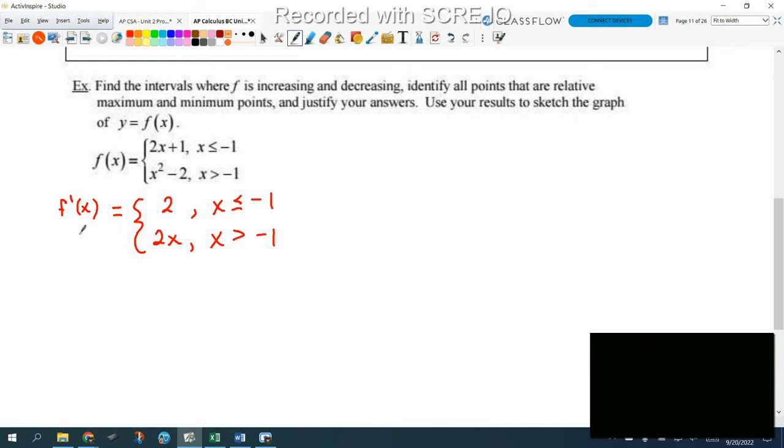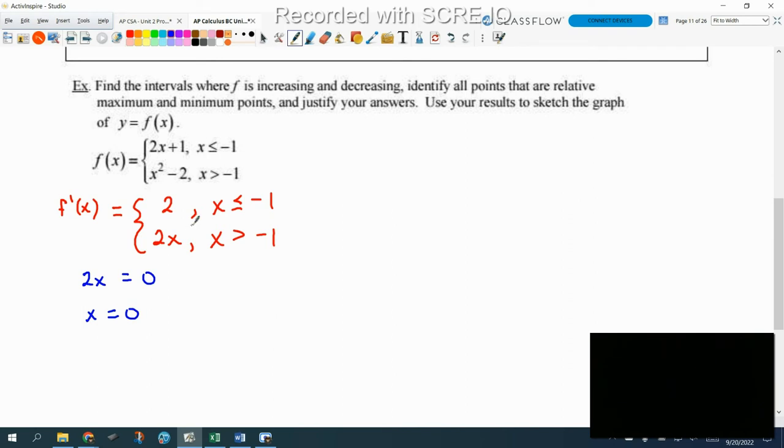All right, so we want to set the derivative equal to 0. There's no point in setting the top part equal to 0 because that's never equal to 0. It's always equal to 2. But we can set the bottom part equal to 0, and that gives me x equals 0 as a critical point. And you have to make sure with piecewise that your answer has to be in the domain for that piece of the function. So 0 is greater than -1, so I know x equals 0 is a critical point for this function.